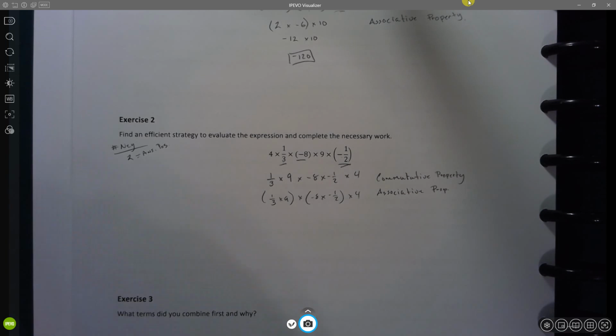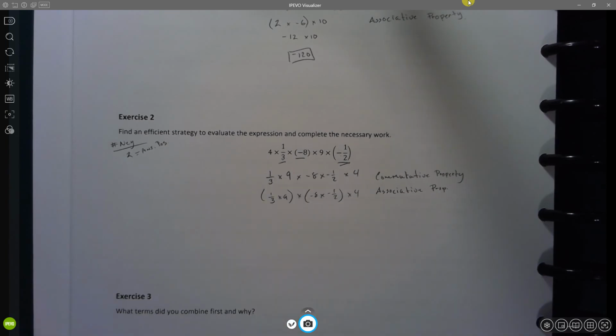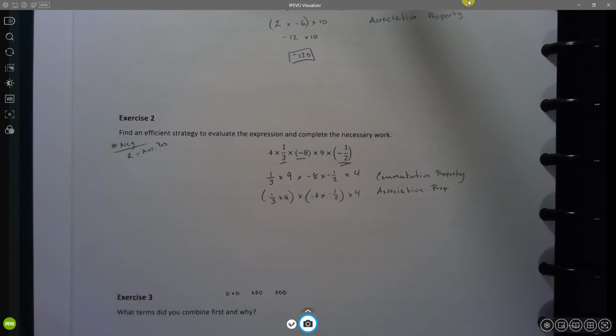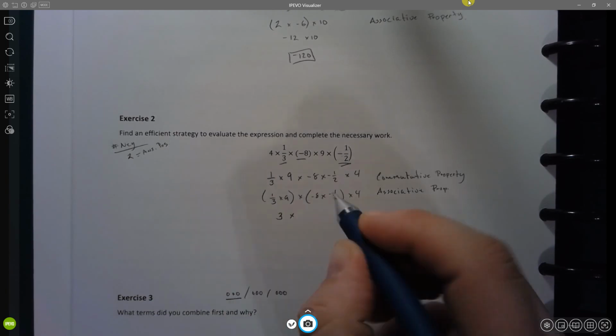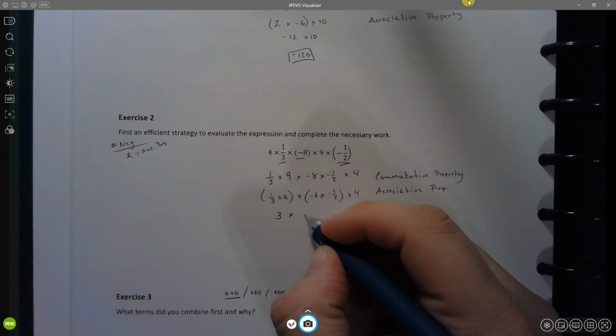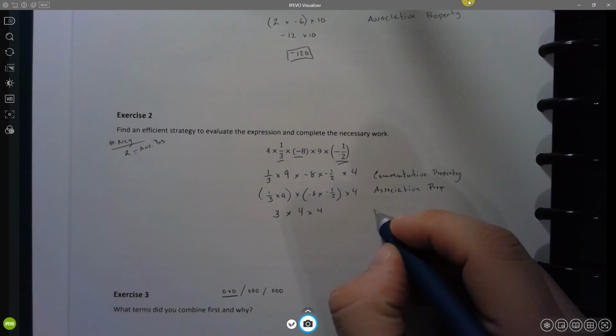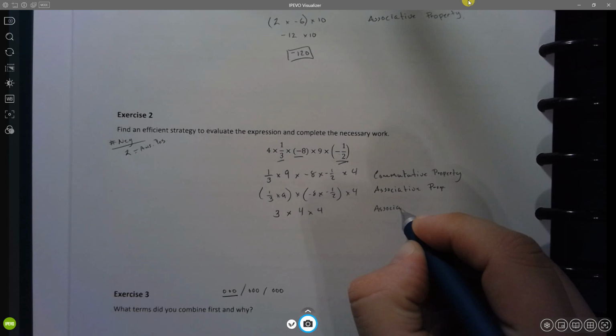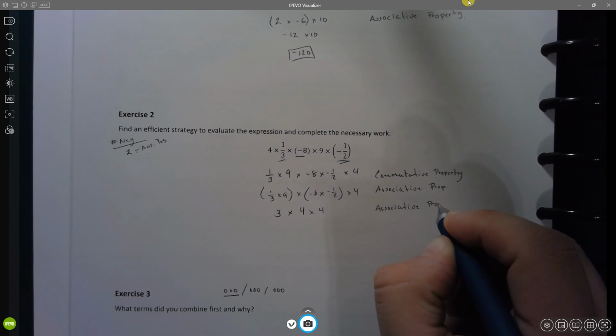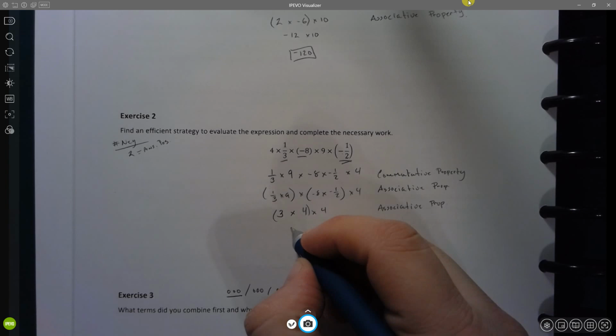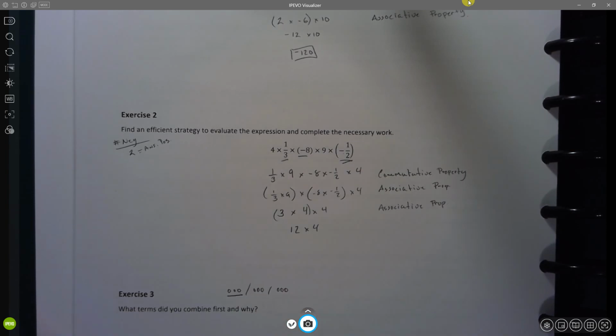Now I can solve. 1/3 times 9. What is 1/3 of 9? If I take my 9 little blocks and group them in 3s, what is 1 out of 3? Well, 1 out of 3 is 3. So 1/3 times 9 is 3, times, negative times a negative is a positive, so what's half of 8? 4. So 3 times 4. I'm going to use the associative property again and group 3 and 4 together. That gives me 12 times 4. 12 times 4 is 48.